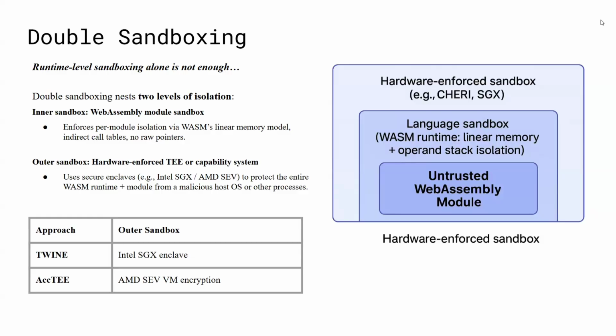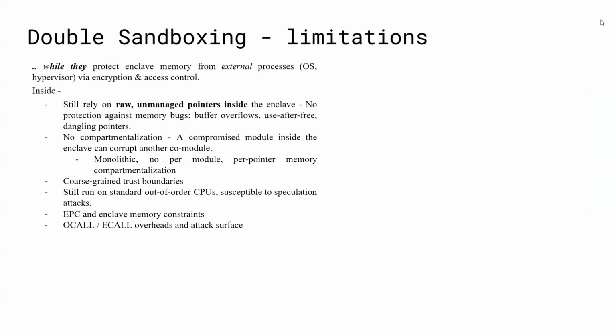I think two well-known frameworks available are Twine, which uses Intel SGX as the outer sandbox, and Acte, which uses AMD SEV as the outer sandbox. Again, there are limitations of the enclave, which we right now use in our prod and testbed environments. The point, even here, is that it still uses pointers inside the enclave.